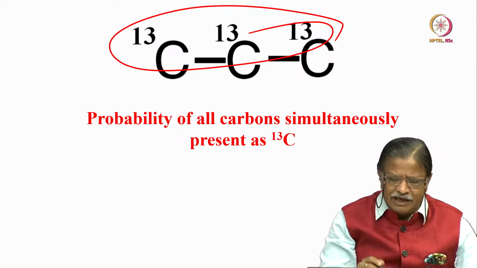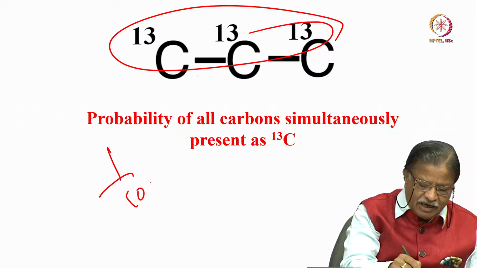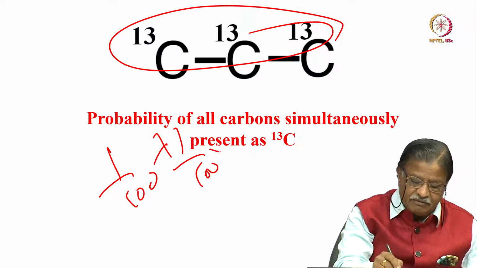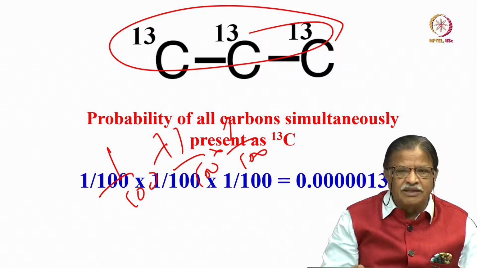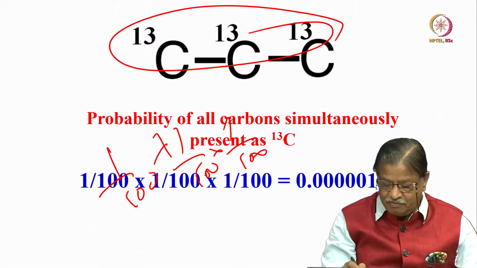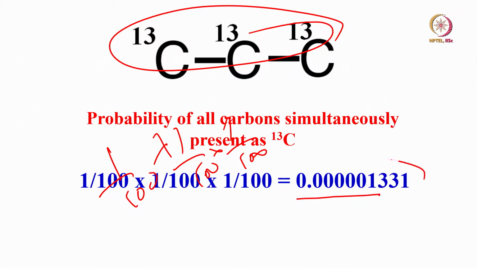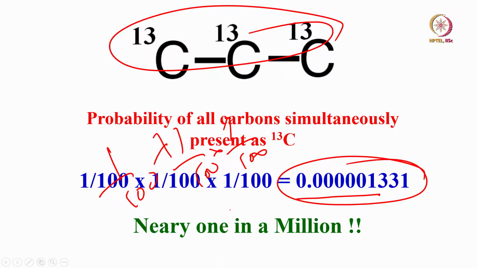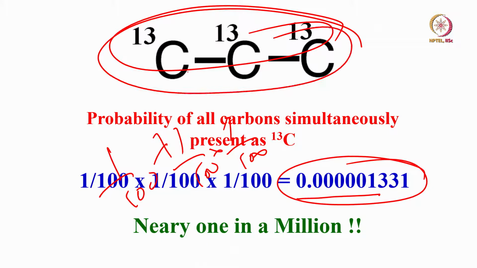You can immediately understand 1 over 100 times 1 over 100 times 1 over 100. So what is the probability? It is 0.4501331. That is 1 in a million. If you have a million molecules in your sample, only one molecule has the probability where all the carbons are in carbon 13 state.